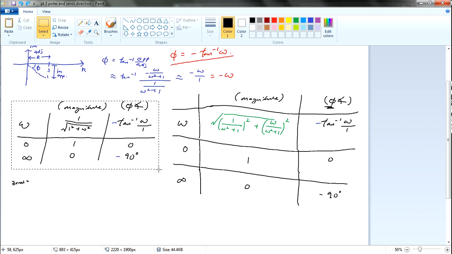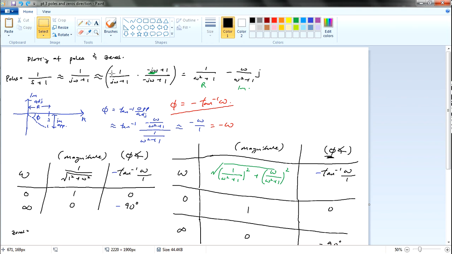This is the shortcut table that we will always be using. These are the shortcut methods I will always use. Typically we have a pole at first, and then we sub in s equals j omega over here, and then I do a complex conjugate.